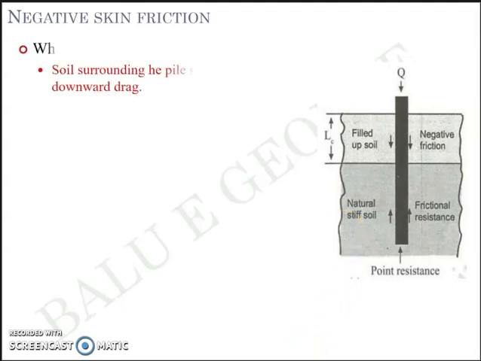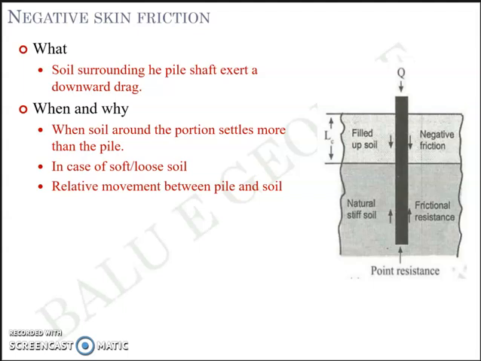Now what is negative skin friction? It is when the soil surrounding the pile shaft exerts a downward drag. When and why? When the soil around the portion settles more than the pile, or in case of a soft or loose soil, when the relative movement between the pile and soil exists. The result is that it reduces the ultimate capacity of the pile. Had it been the natural soil, it would have offered a resistance, but in our case it's negative skin friction, so it's a burden, so it reduces the ultimate capacity of the pile.